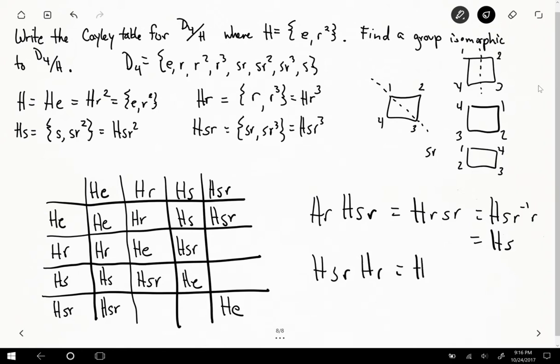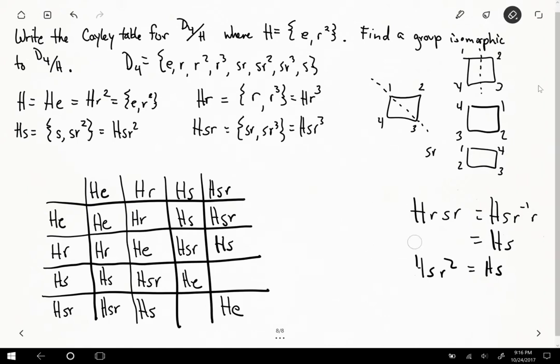Notice this is equal to HSR squared, but remember HSR squared is the same thing as HS. We found that before right here, and so this is equal to HS as well. And so in that case, if we have HR and HSR, that's going to be HS, and HR and HSR is going to be HS. And you can probably guess what the last one's going to be, but just to show the calculations, I think it's good for you all to see when we're first learning about factor groups and things of that nature.